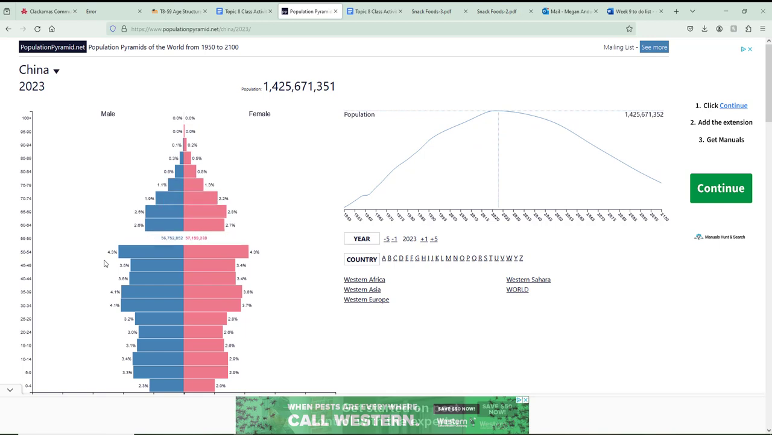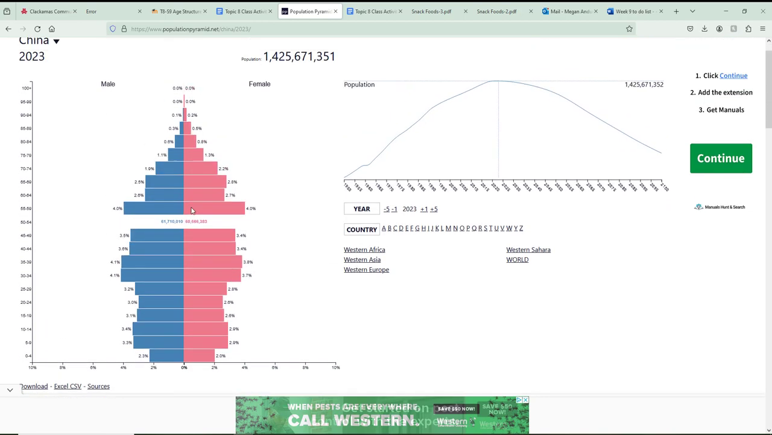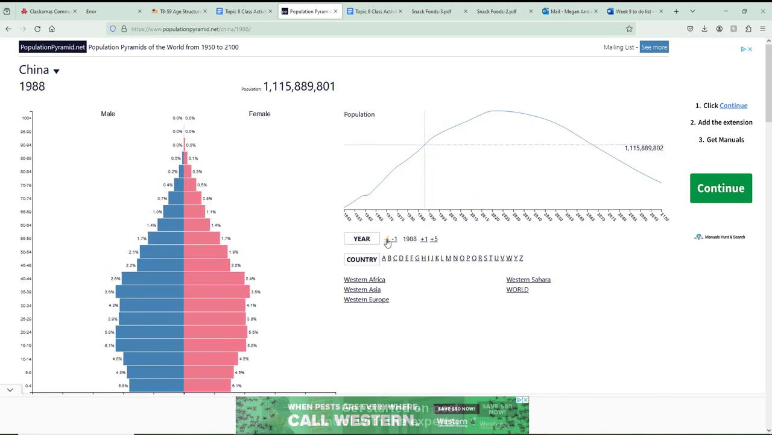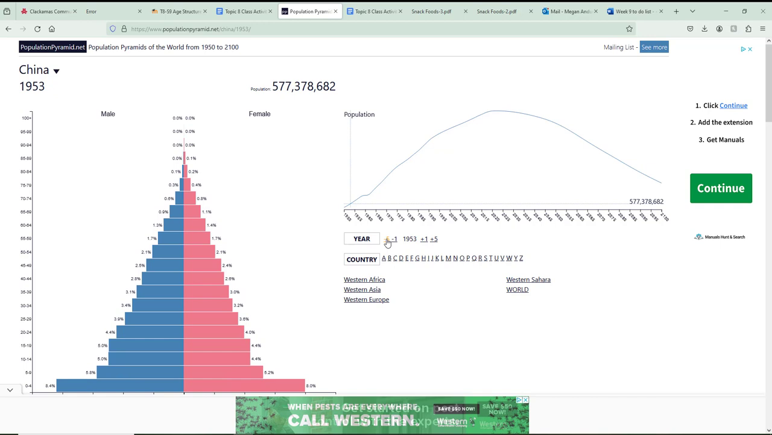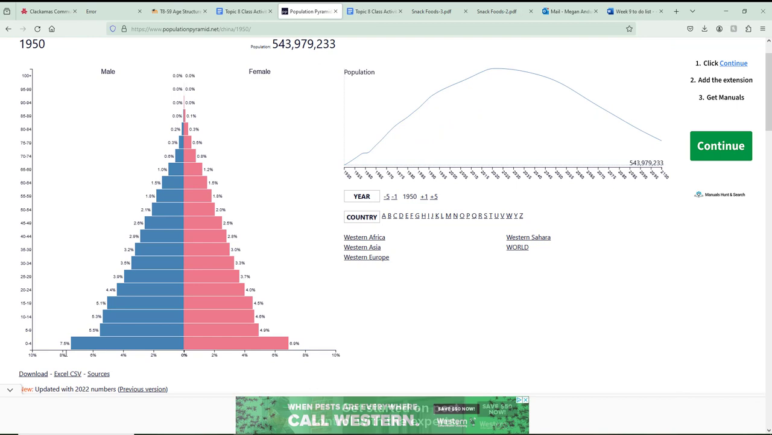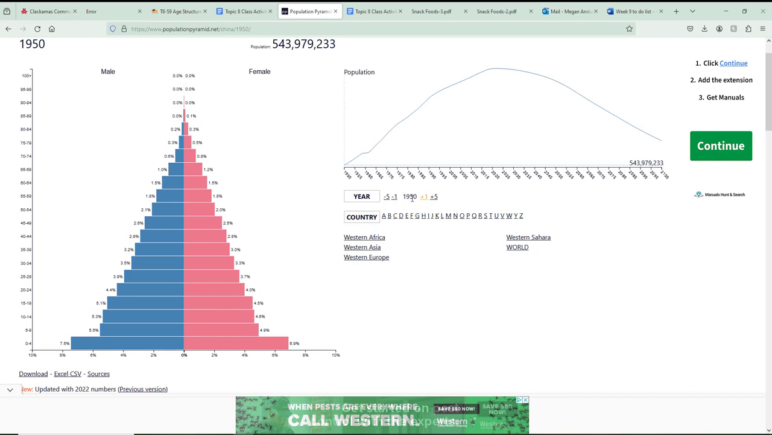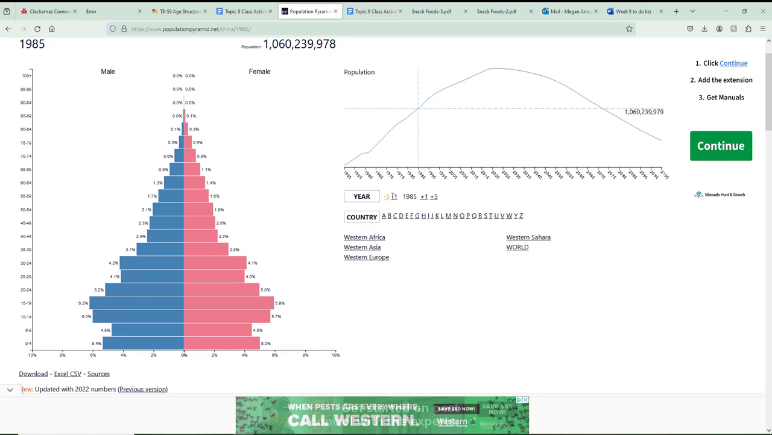Okay, so this is what it looks like now. Okay. But let's say I want to see what it looked like back then. So I can go back to 1950. So this is what the age structure model looked like in 1950. Okay, so look at that nice triangle. Okay, then I need to compare it to what it looks like in 1980. So then I need to add some years to it. Oops, I went a little too far.